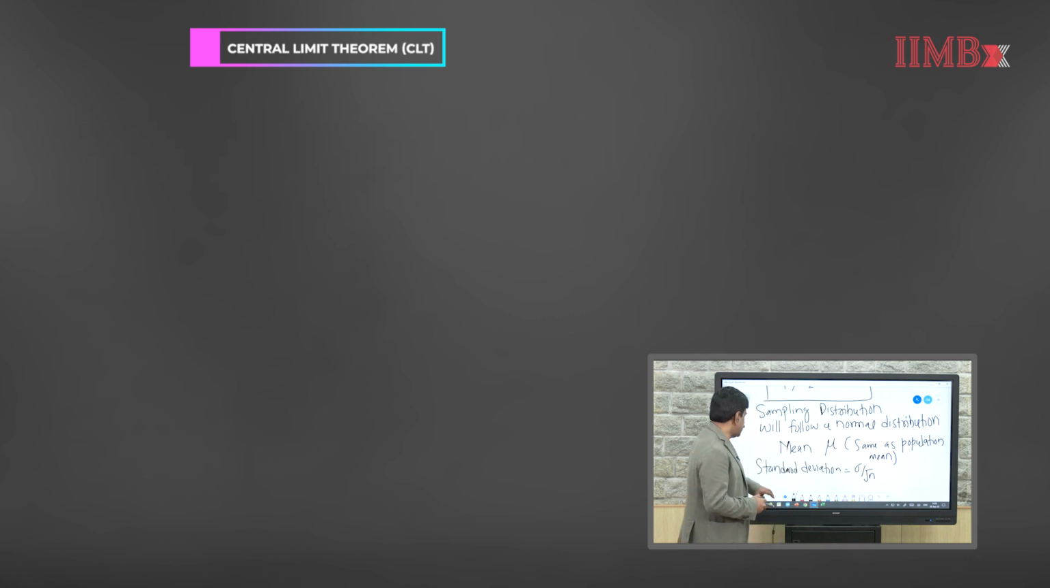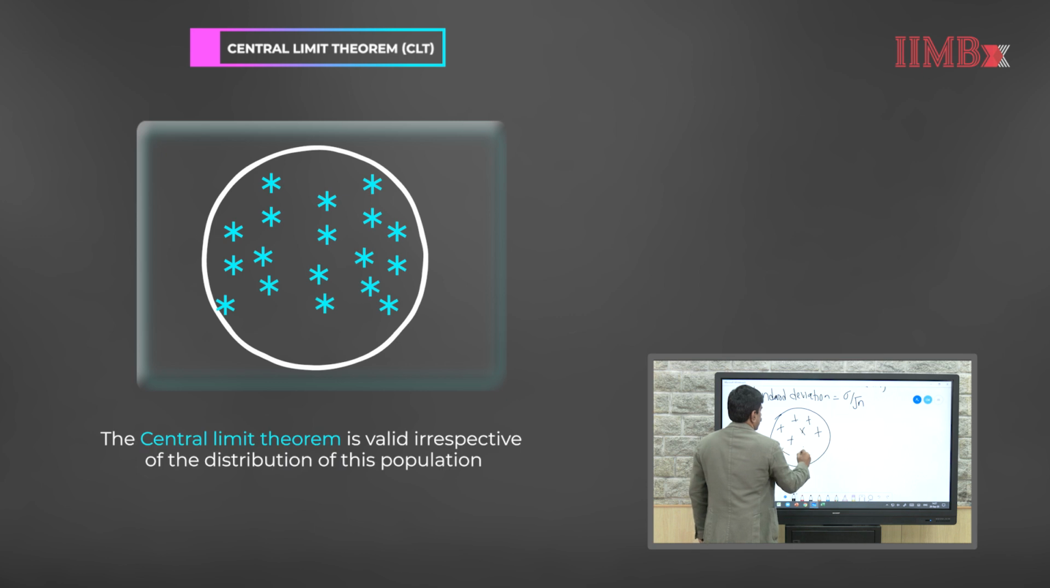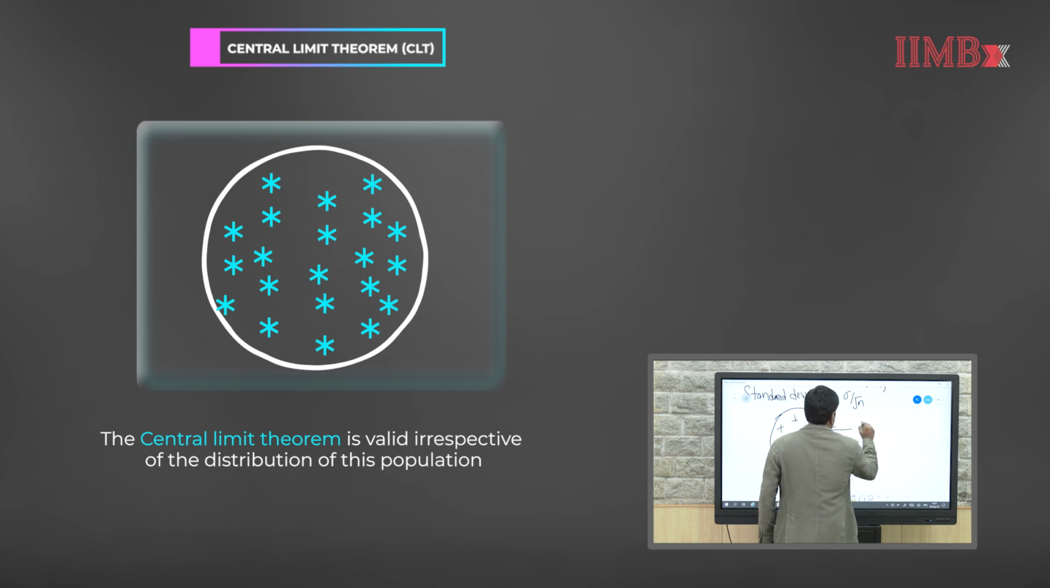That is, I started this session by assuming a population where I said we have a population with several records, and the central limit theorem is valid irrespective of the distribution of this population.